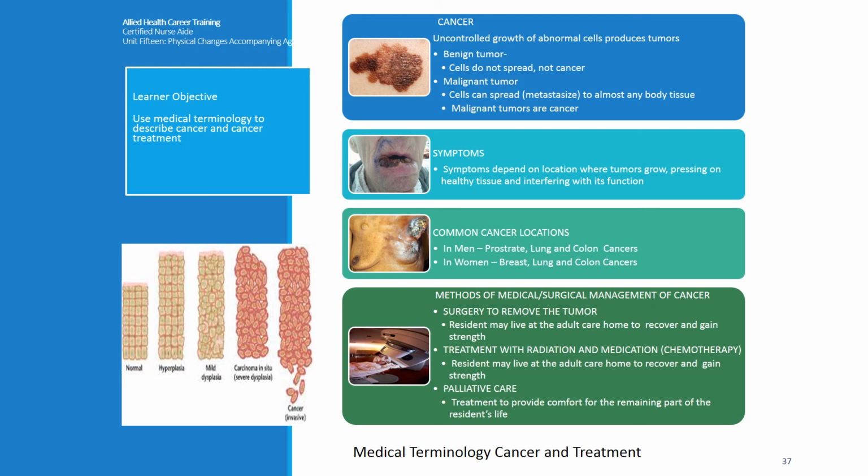Some different methods of removal or management of the cancer: you can have surgery to remove the tumor or treatment with radiation and medications called chemotherapy. And your resident may be staying at your adult care home to get better and recover their strength back. Then you can choose to do either palliative care or comfort care.